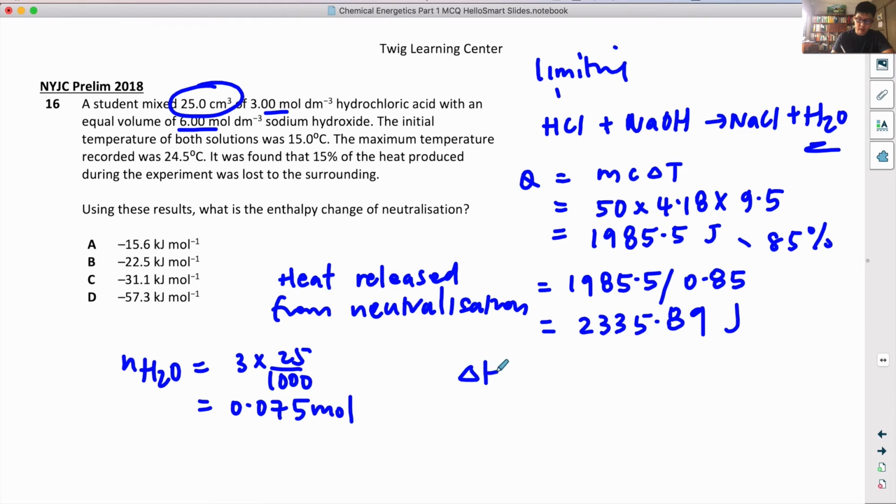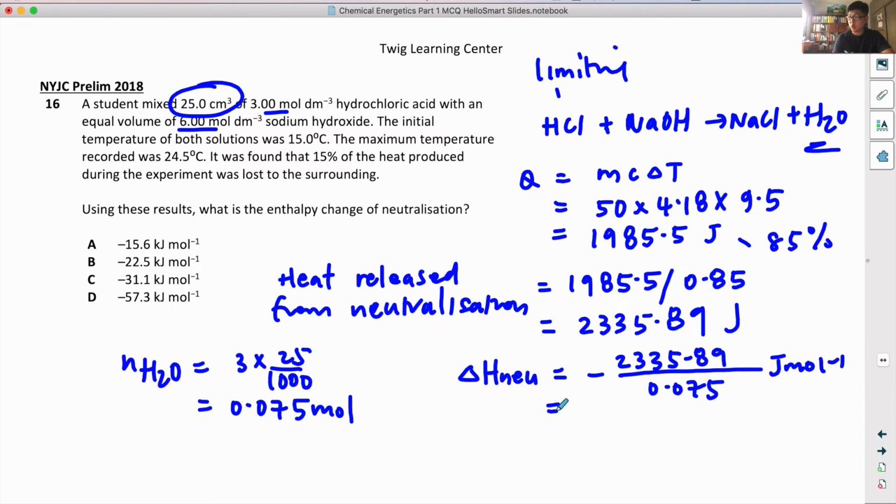So you're going to calculate the enthalpy of neutralization. Neutralization is an exothermic reaction, that's why there's a temperature rise, so minus 2335.89 divided by 0.075. But this is still in joules per mole. So you get a value of minus 31145.2 joules per mole.